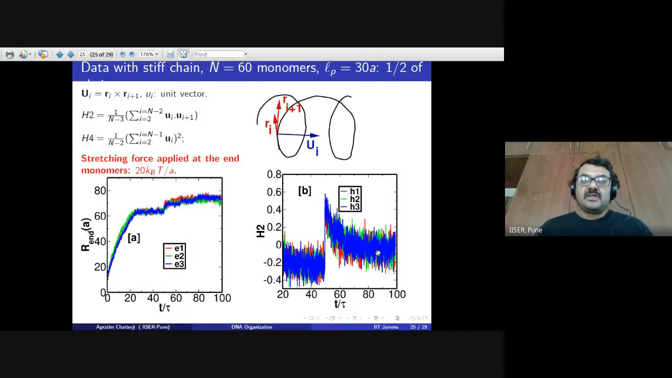Now if we take another stiff chain with 60 monomers, where the persistence length is half the length of the polymer chain, then if you switch on the Coulomb interaction, we don't see any helicity. It cannot form helices. But suppose we stretch this relatively stiff polymer by applying a stretching force of 20 kBT by A, so that the end-to-end distance again fluctuates around 60.